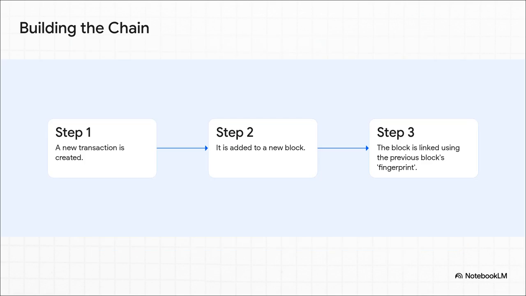Okay, so let's see how the chain actually gets built, step by step. First, a new transaction happens. Simple enough. Then it gets put into a brand new block. That new block is then given its own unique fingerprint, its own hash. But here's the magic link. It also gets stamped with the fingerprint of the block that came immediately before it in the chain.